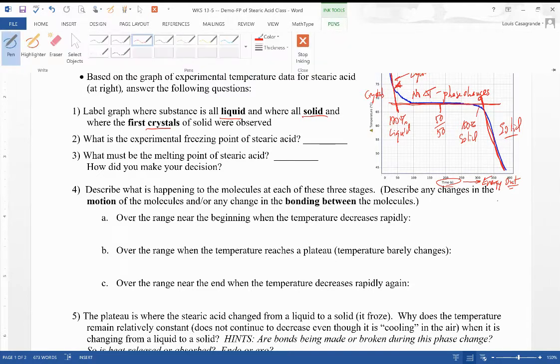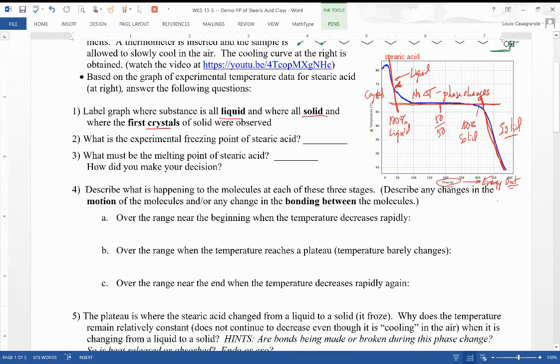From this curve, one of the things we're going to notice is that as we're going from the liquid to the solid, this is our freezing. And so the temperature at which the freezing takes place is the freezing point. And if you extrapolate over here, that comes out to be 68 degrees. The actual freezing point of stearic acid is 69 degrees. So we're off. It could be a slight measurement error. The thermometers, the temperature probes don't always work perfectly.